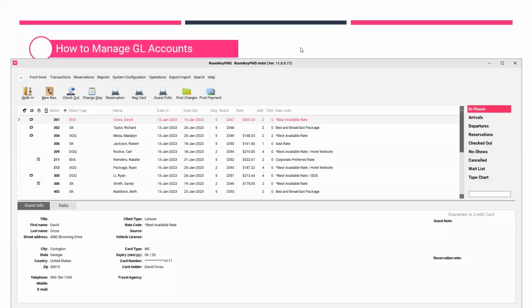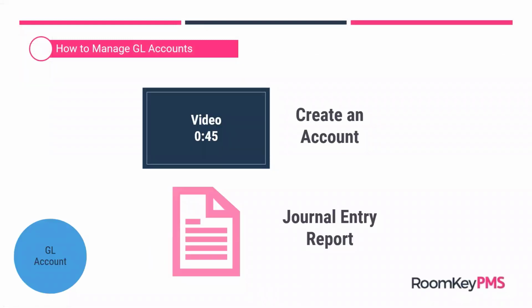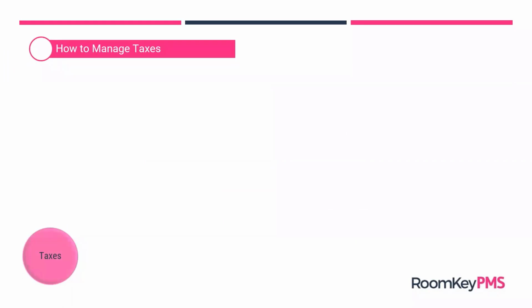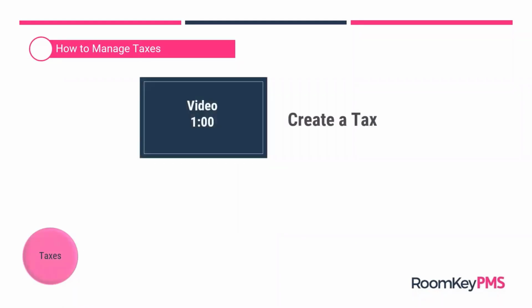So just heading back to our presentation here, that's an overview of how to create and review those general ledger accounts in RoomKey using the transaction codes module. The next thing that I want to take a look at is how to create and manage taxes in the transaction codes module. So I do have a short video here, 1 minute, that will show us how to create a tax from scratch inside RoomKey.